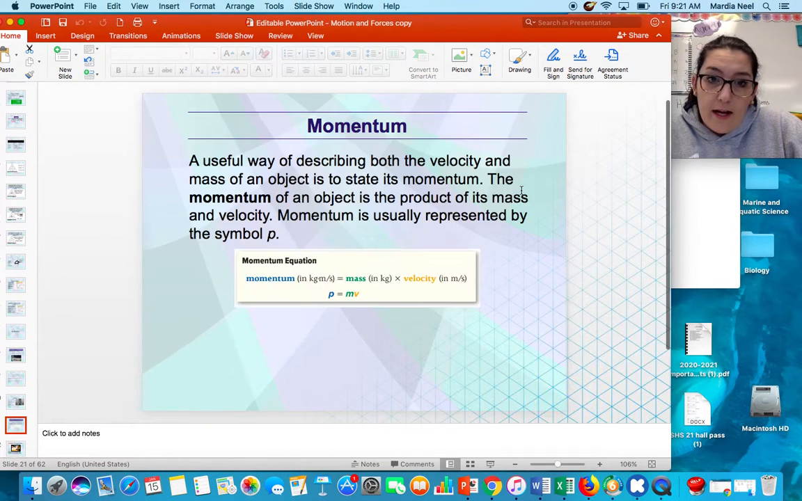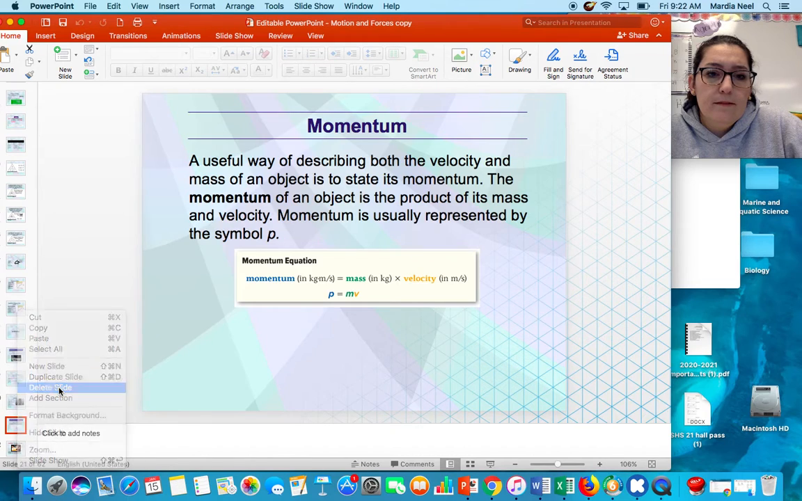All right, so I don't know why that momentum slide is there. Let's delete that. Doesn't belong there.